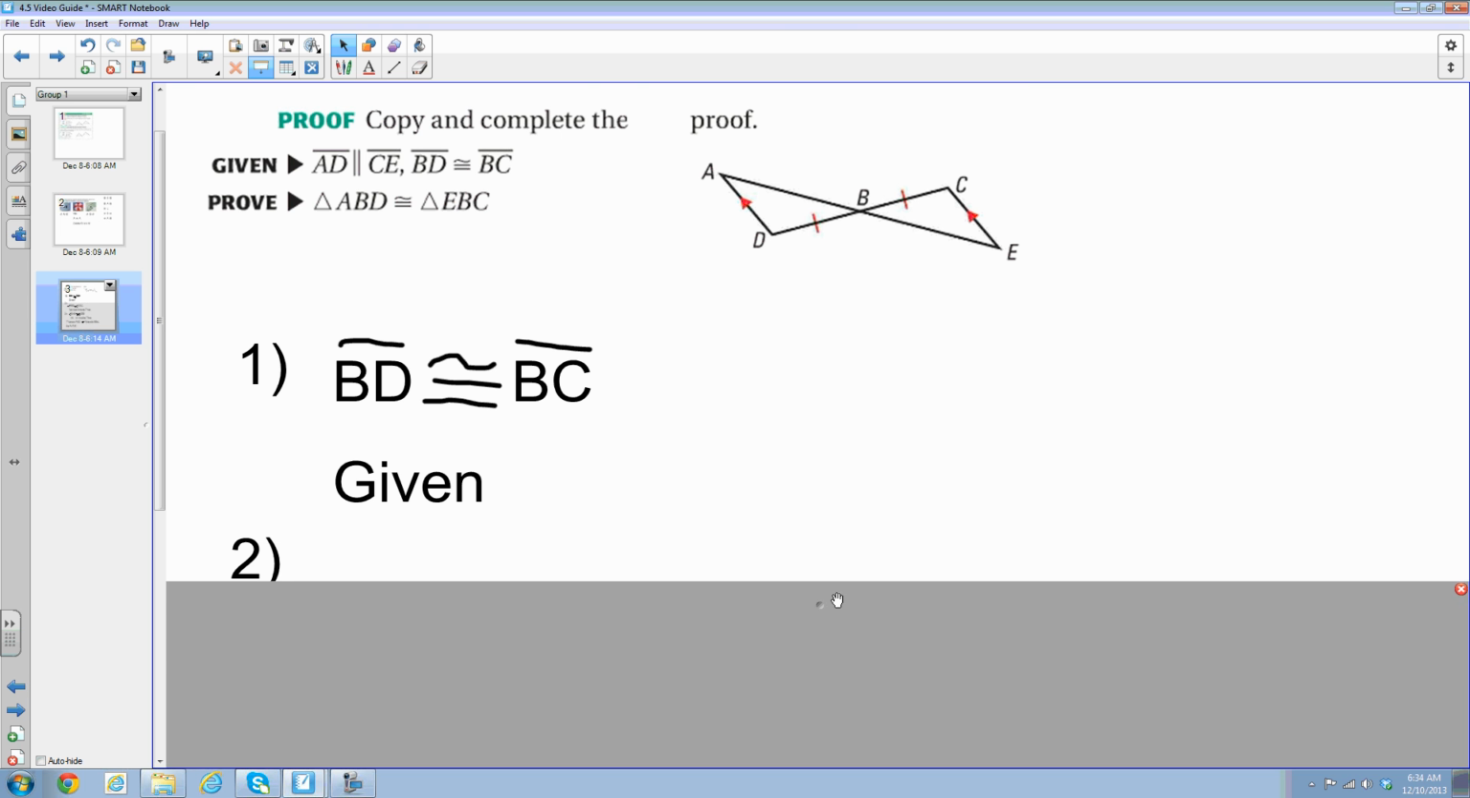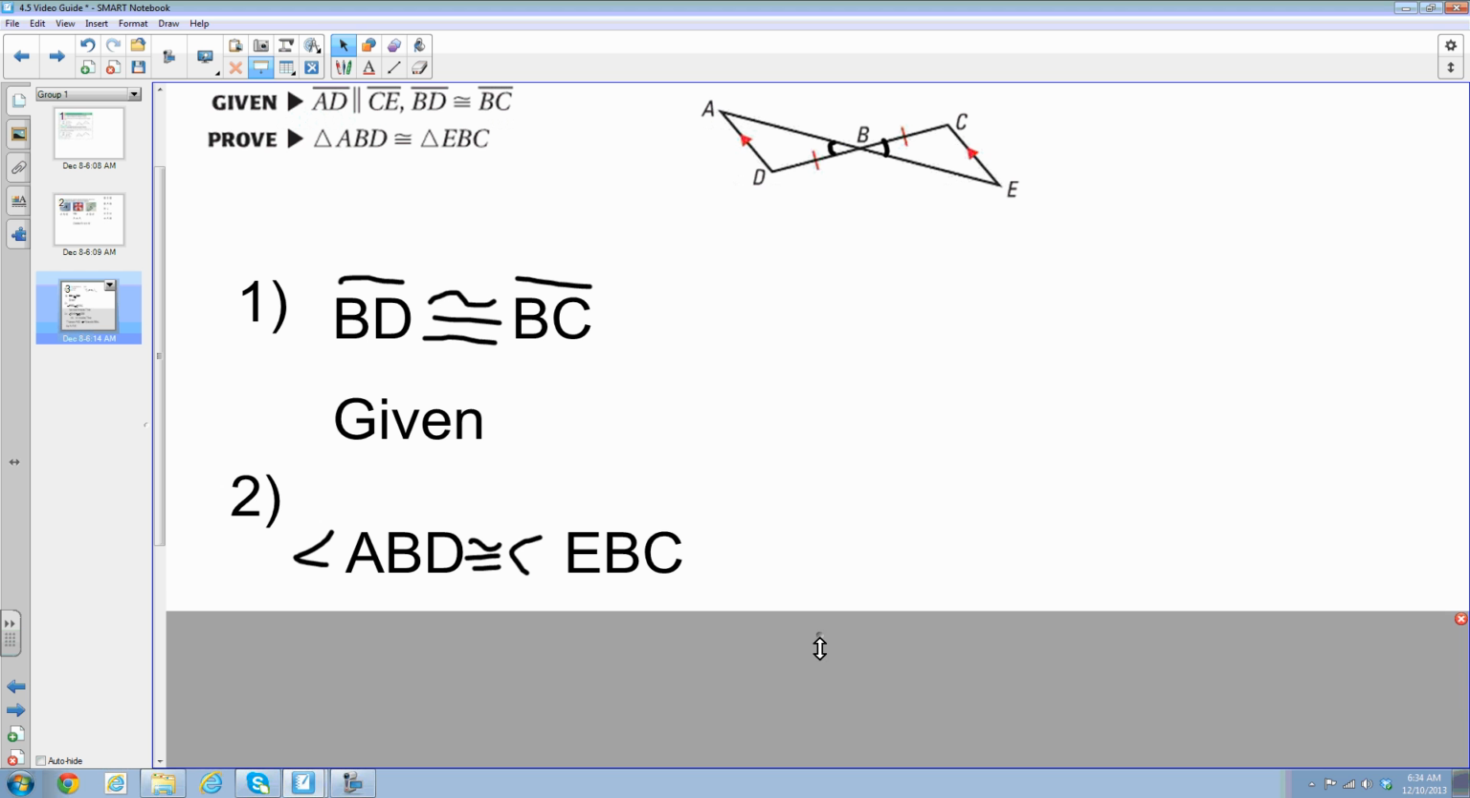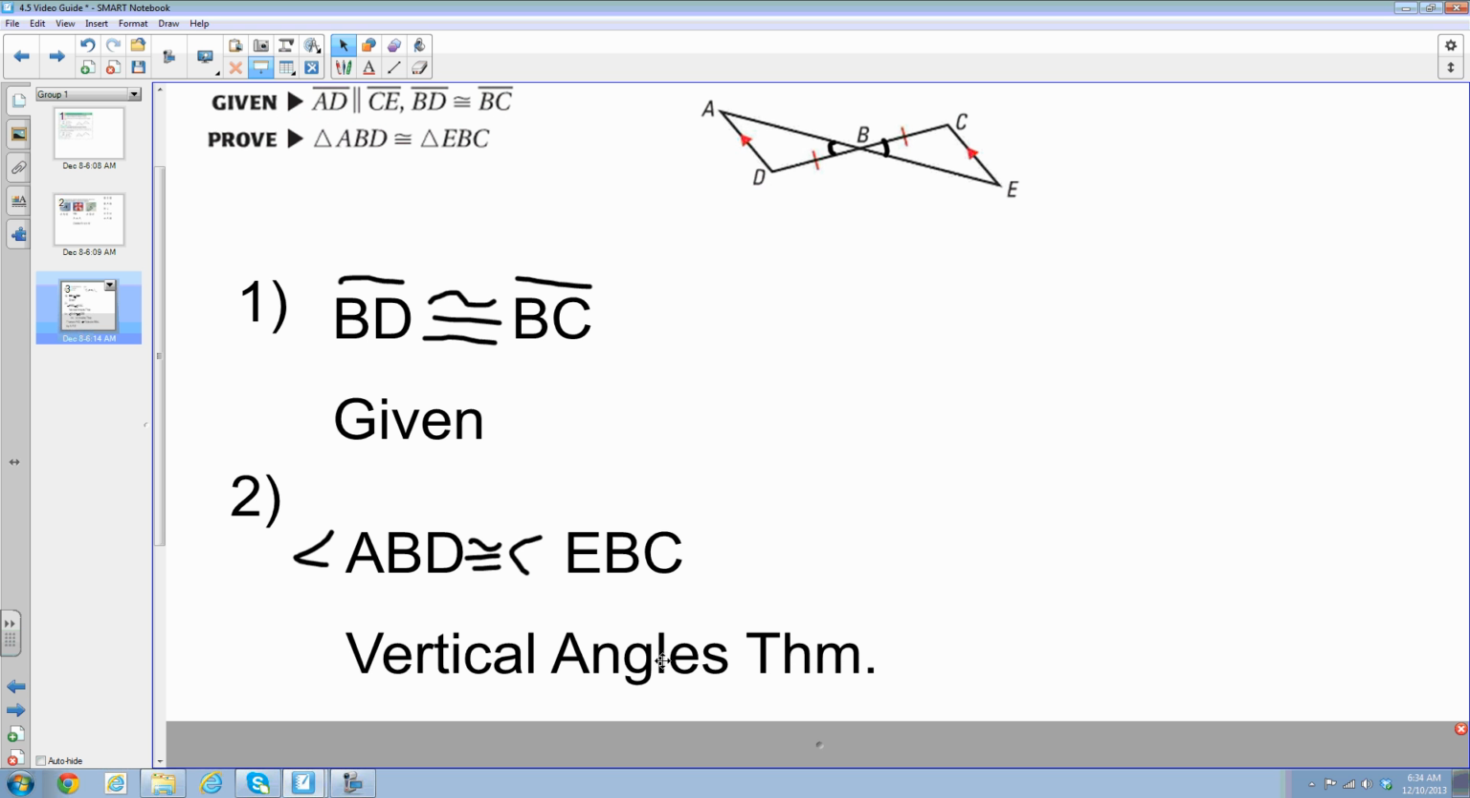For the second angle, I'm going to claim that ABD, this one right here, is congruent to EBC. Take a look at that. Reason being, we have vertical angles right there, and vertical angles are always congruent. And that is the vertical angles theorem.